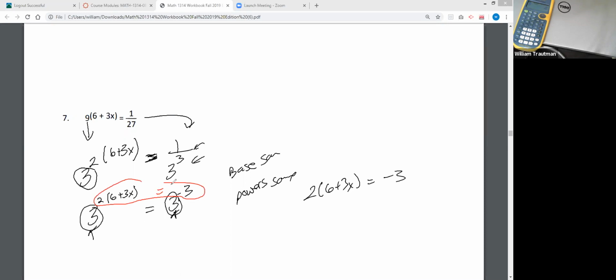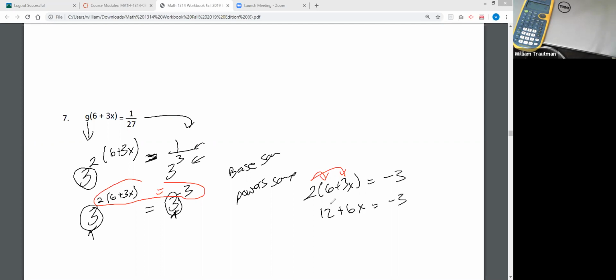Let's see how I'm going to do this. First, we have to solve for x. I'm going to distribute first. I'm going to distribute this, and I get 12. 2 times 6 is 12. 2 times 3 is 6x.